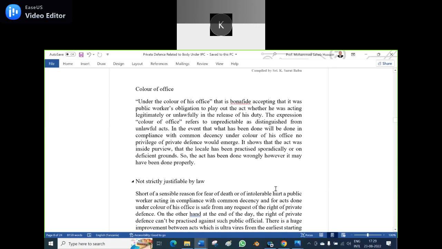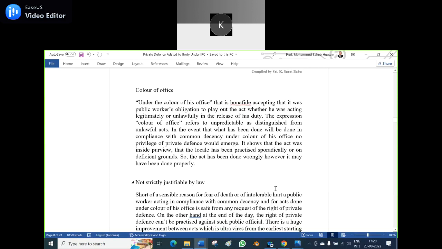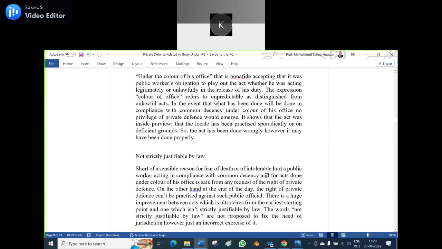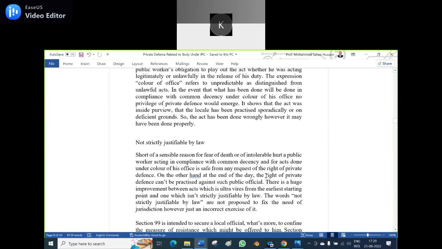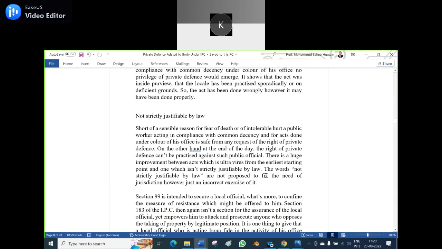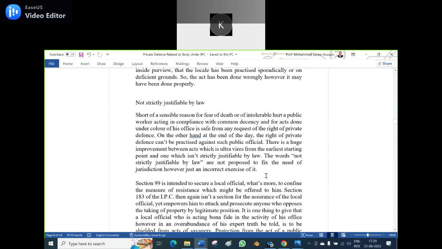Unlawful acts are distinguished from unpredictable ones in the event that what has been done is done in compliance with common decency under color of his office. So the privilege of private defense would not emerge. It shows that the act was within purview and the jurisdiction has been exercised irregularly or on deficient grounds. So the act has been done wrongly, though it may have been done properly. So it is not strictly justifiable by law. Sometimes an act is not justifiable strictly by law.